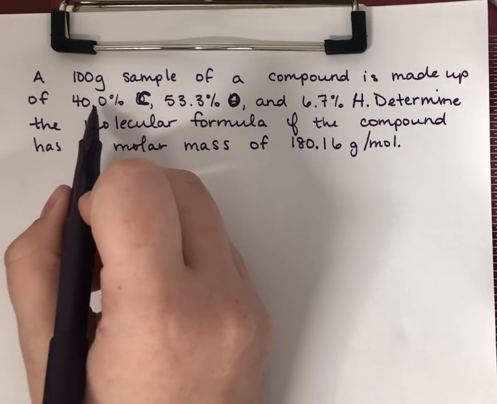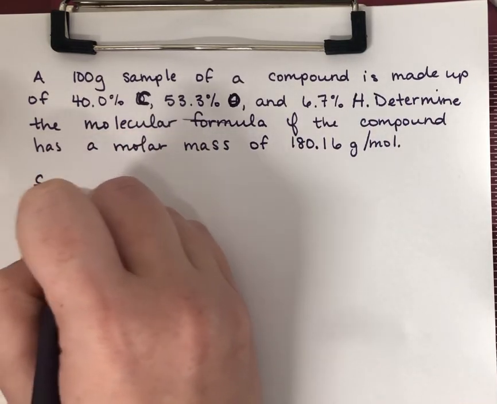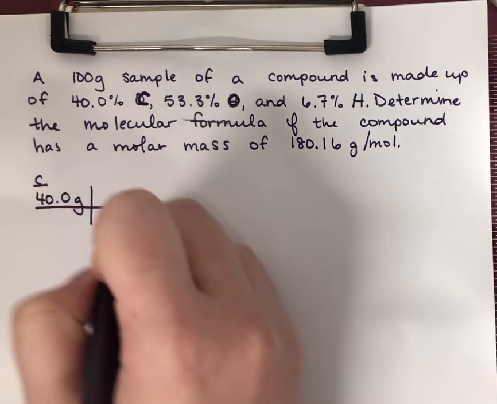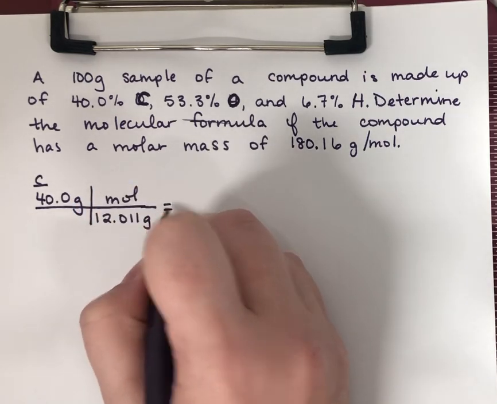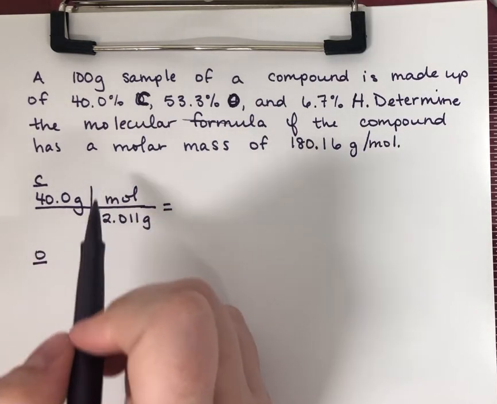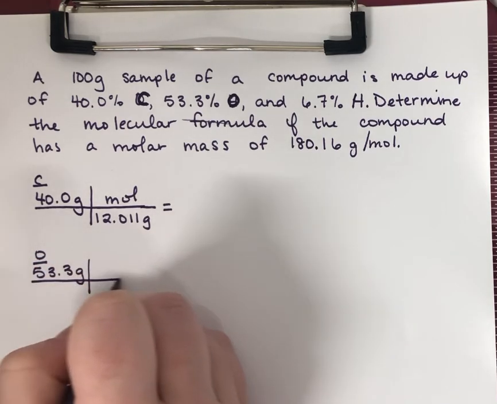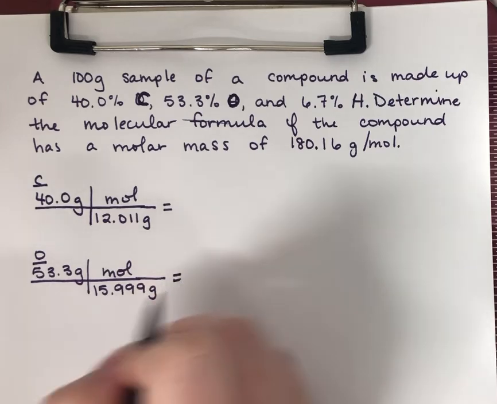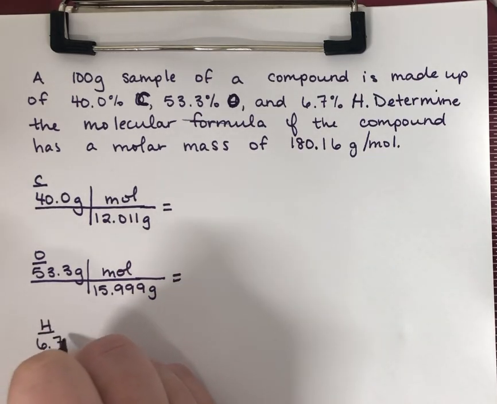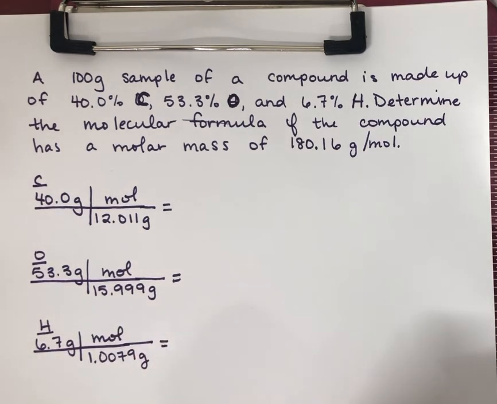Because it's a 100-gram sample, I can turn my percents into grams. So for carbon, I'm going to say 40.0 grams. Remember, I'm going to convert this using the molar mass, or the atomic mass. For carbon, it's 12. The next one is oxygen. It says 53.3, and I'm going to turn that into grams, and the atomic mass, grams per mole. And then hydrogen, 6.7 grams. And then I use the atomic mass. So I'm converting to moles.